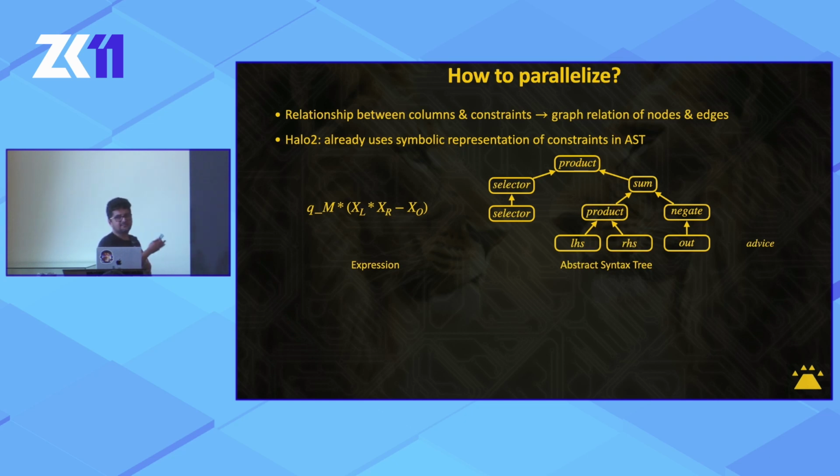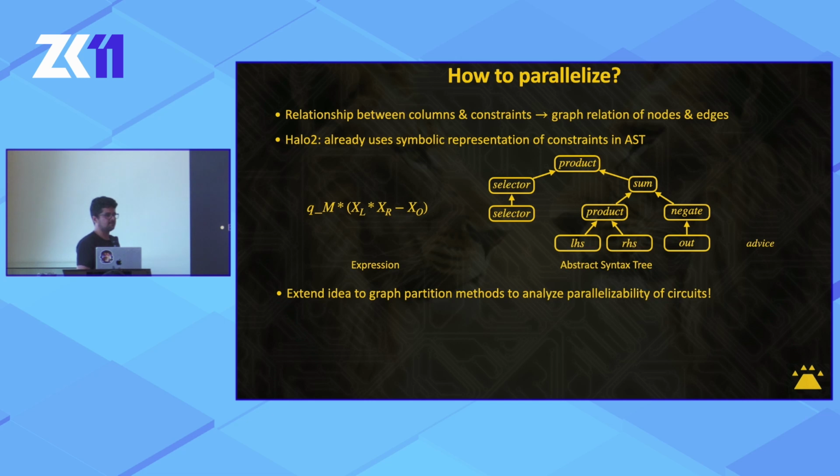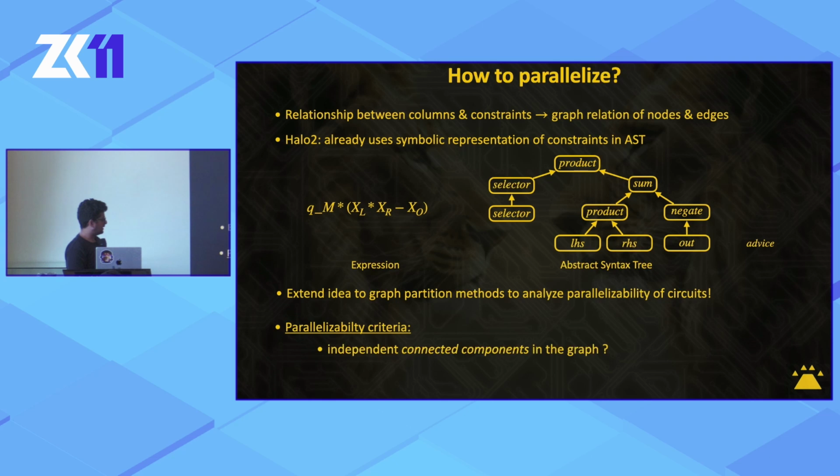Our idea is not to actually use the AST graph, but we were inspired by this idea. We want to extend this idea to use partition methods, which are available in graph theory, and to see which circuit is parallelizable, which circuit is not parallelizable, and questions like that. So the criterion that we use is connected components. It's something extensively used in data science and machine learning, and we thought, okay, well, let's try it out and see what happens.